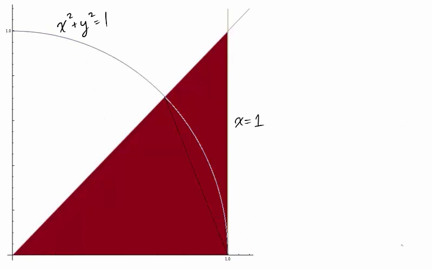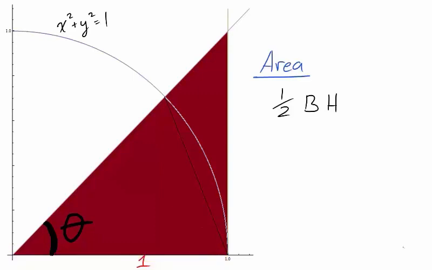The purple triangle lies inside the blue sector, which lies inside the red triangle. The area of each shape will give us the functions needed for the squeeze theorem. Let's begin by finding the area of the red triangle. This triangle is a right triangle with an angle theta whose adjacent side is the radius of the circle, so its length is 1. The area of a triangle is 1/2 base times height.